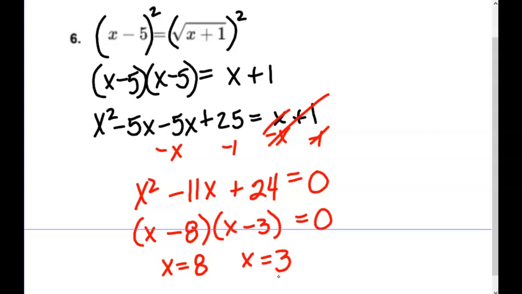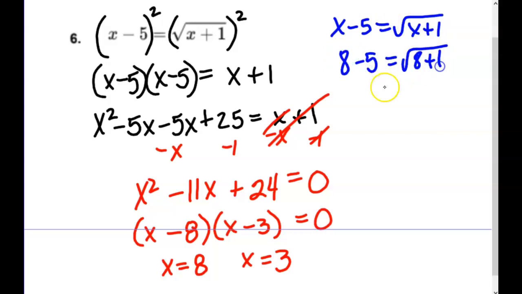These are actually the kind that often don't check. And I think one of these doesn't check. Let me show you what happens. We go back to the very original sentence that said x minus 5 equals the square root of x plus 1. If you put in 8 minus 5 equals the square root of 8 plus 1, you get 3 equals the square root of 9. Does that seem okay?